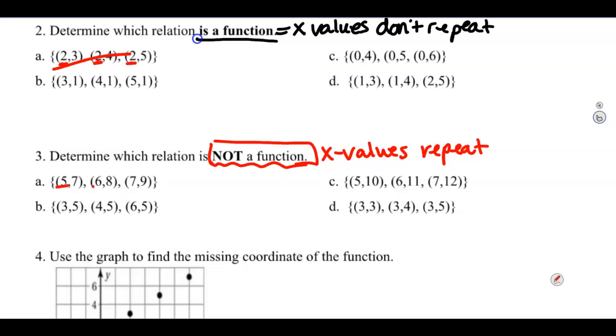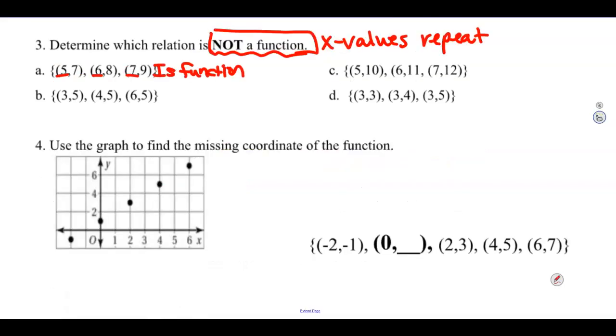So I have a 5, a 6, and a 7. Oh, that one is a function. So I know that's not the answer. I'm looking for the one that is not a function, meaning I'm looking for one where the x values are the same or they repeat. They're the same value. So you'll pause yours and make sure that you get number 3 done.